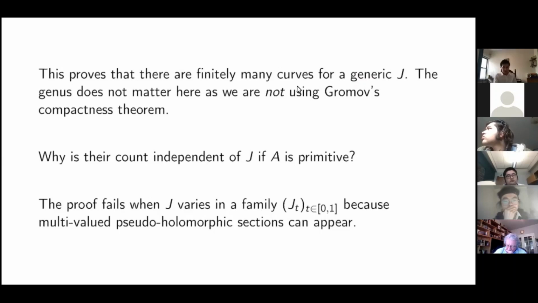So if you have finitely many curves, of course, you can equip them with some signs. There's a standard way of doing that, and you can count them. But the point is that in general, this count will depend on your almost complex structure J. So in order to see why the count is independent if A is primitive, let's see how it can change when I vary J. The proof of the above theorem fails when J varies in a family because these multi-valued pseudo-holomorphic sections can appear.